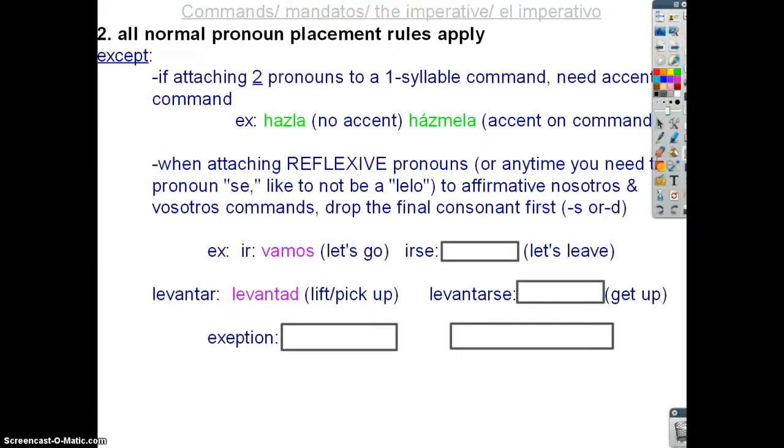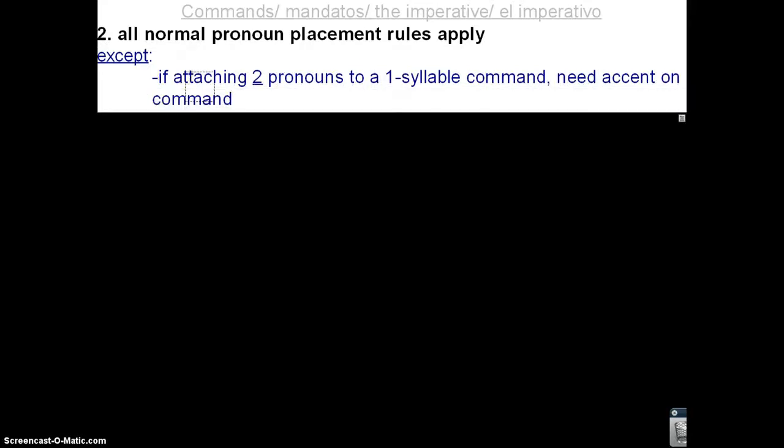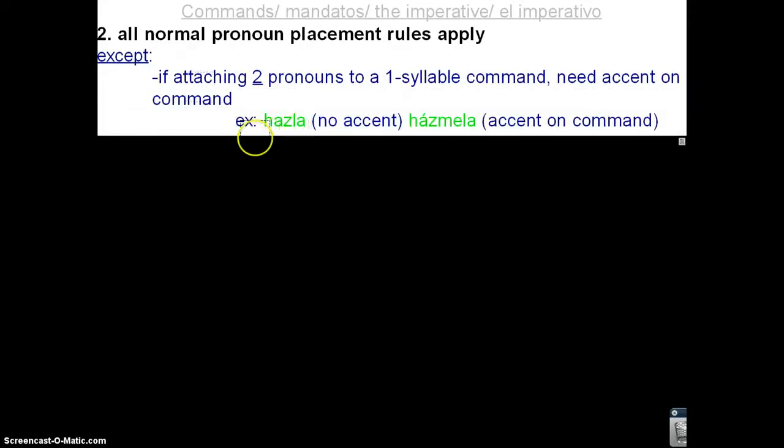Sorry about that. Okay, let's talk about pronoun placement. All normal pronoun placement rules apply. Attach a pronoun at the end of an affirmative command, between the no and the command for negative commands. But here are the exceptions. If you're attaching two pronouns to a one-syllable command, you need an accent on the command. If you're attaching just one, like dalo, no accent. But if you're attaching two, dámelo, you need an accent on the command.